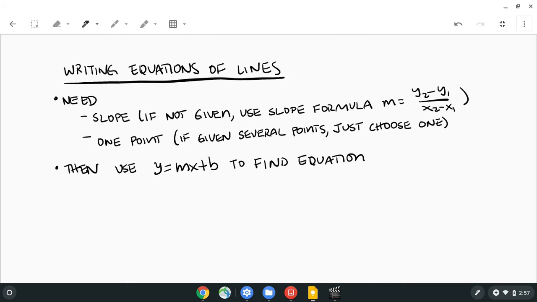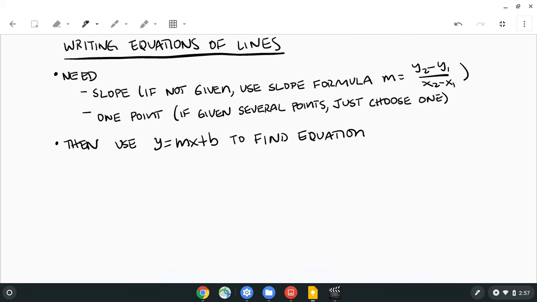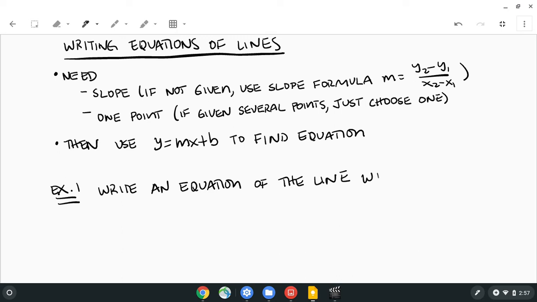Let's take a look at an example. Write an equation of the line with the given table of solutions.